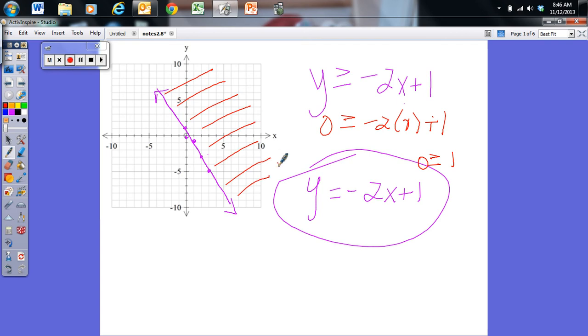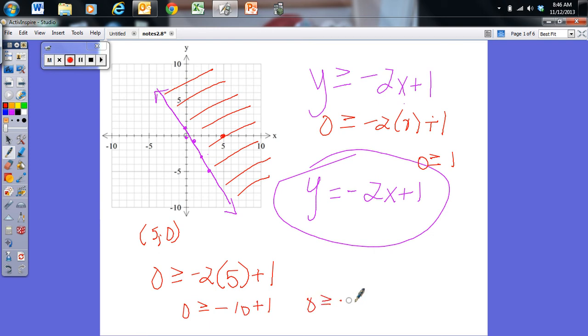Let's check one just for fun. How about the point 5, 0? So 5 is x and 0 is y. Plug in 0 for y and 5 for x, and see what happens. 0 is greater than or equal to negative 10 plus 1. 0 is greater than or equal to negative 9. That is a true statement. And you'll see that if you pick any point on this side of the line, it will come out to be a true inequality.